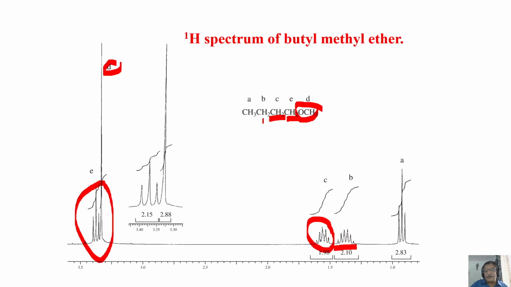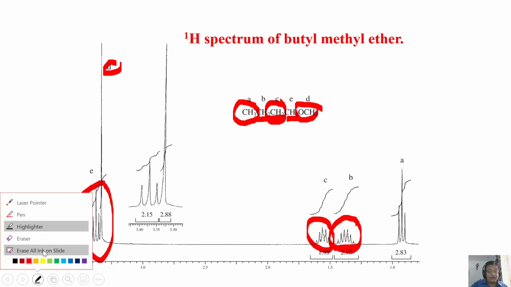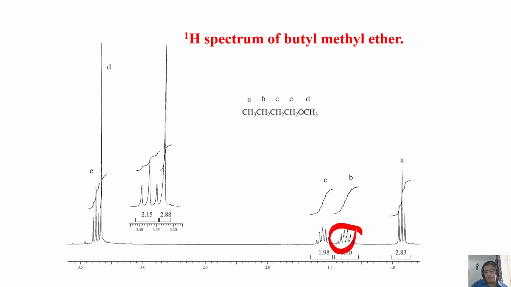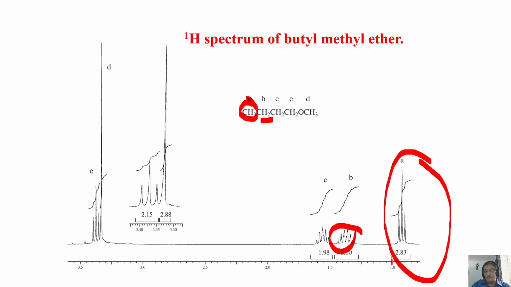That can safely be assigned to this group because this is split into a quartet because of the CH3, and each line of the quartet is split into a triplet because of the CH2. It is more complex than this one. That is why this is assigned to be proton B. You understood the point? This is proton B. Now what is left over? Only this. This has to be coupled to only a CH2 proton and it's a triplet. So this is the methyl proton of intensity 3. Very easily you can make the assignment.